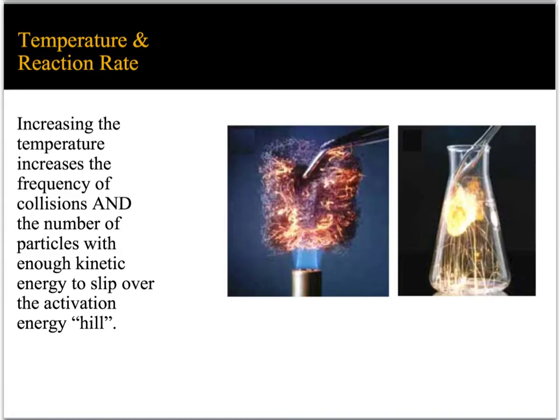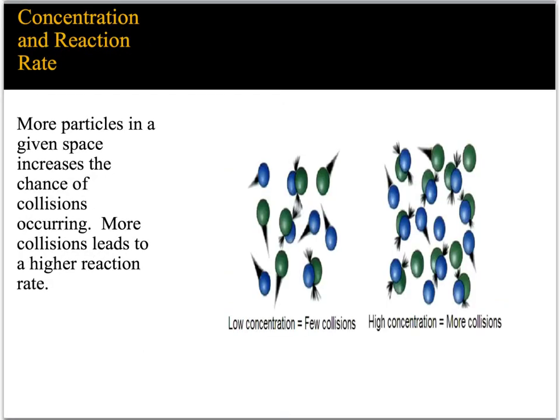All right, so temperature and reaction rate. If you increase the temperature, you're increasing how often collisions occur and the number of particles with enough energy to slip over the activation energy hill. So in other words, you've got particles moving faster, they're colliding more, because that's what temperature is actually a measure of, the measure of the average kinetic energy. So if temperature is higher, particles have more kinetic energy. So there's more particles that have enough energy to slide up over the hill, and they're going to run into each other more often.